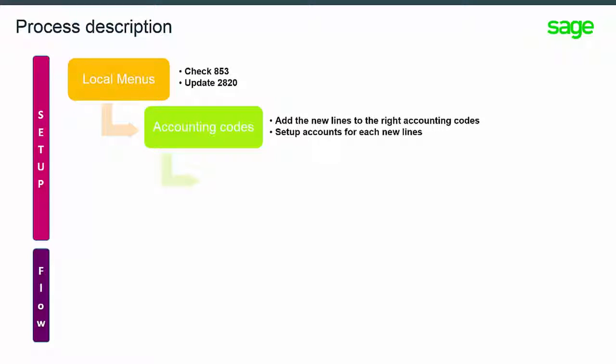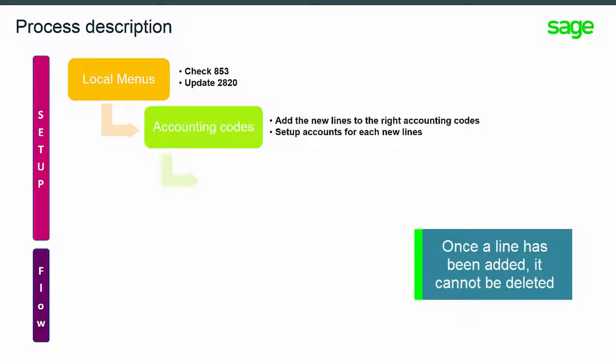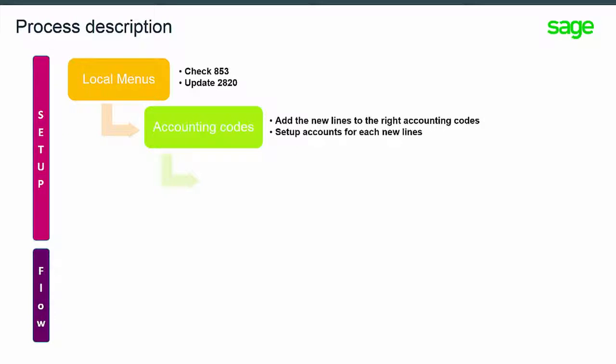When the specific texts have been added in the new local menu, you have to set up the accounting code lines by adding the new lines from the right accounting code type. Note that once a line has been added, it cannot be deleted. Once the accounting code's lines definition has been updated, you can enter the right accounts into the new accounting code lines in the accounting code function.